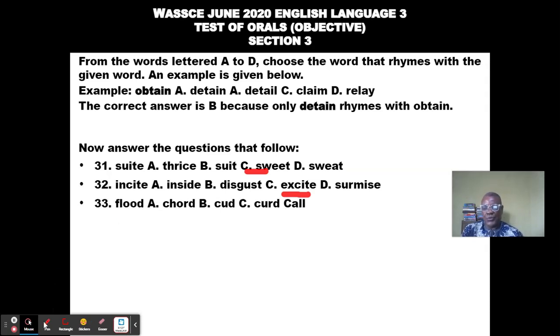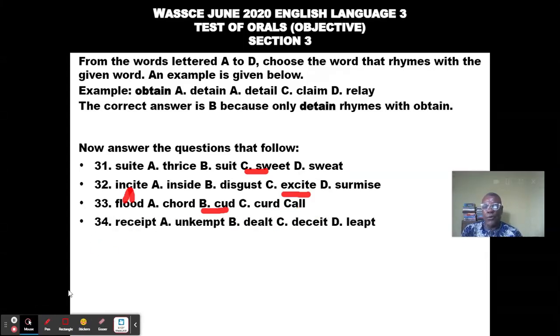Question 33, flood. The sound here is the central short vowel, flood. A, card, no. This is the one that has the same sound. In flood, you have the vowel, and in card, you have the same. Then C, cared, no. D, call, no.